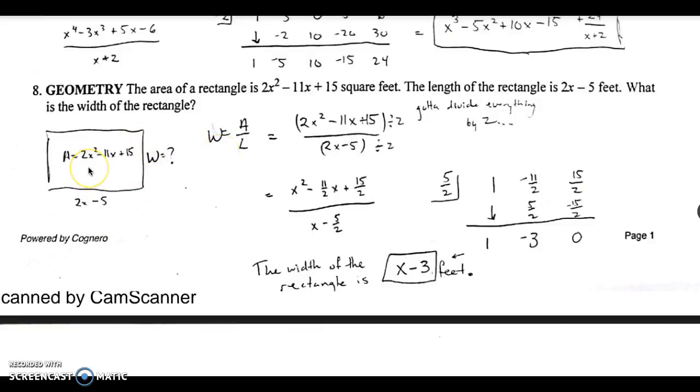When we're doing a rectangle, you know that the area is length times the width. So I need to solve for the width. So I just divided both sides by L, and I got the width is the area divided by the length, which would be the expressions that they gave me, 2x squared minus 11x plus 15 divided by 2x minus 5.